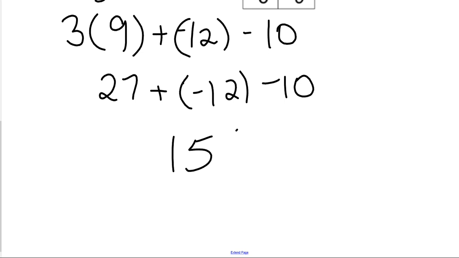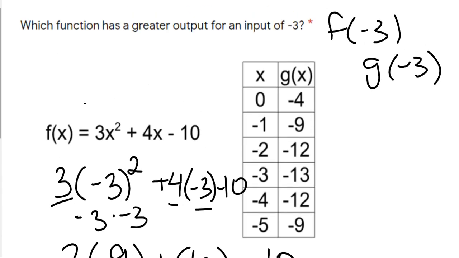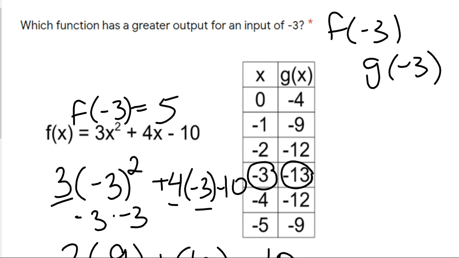Tell me I did that correct. 27 minus 12, yes, it's 15. And then minus 10, and we have 5. So when we put an input of -3 into f, we got 5. Okay, look at the table and check what's the output for an input of -3. Well, I see an input of -3 here with an output of -13. So g of -3 is -13.